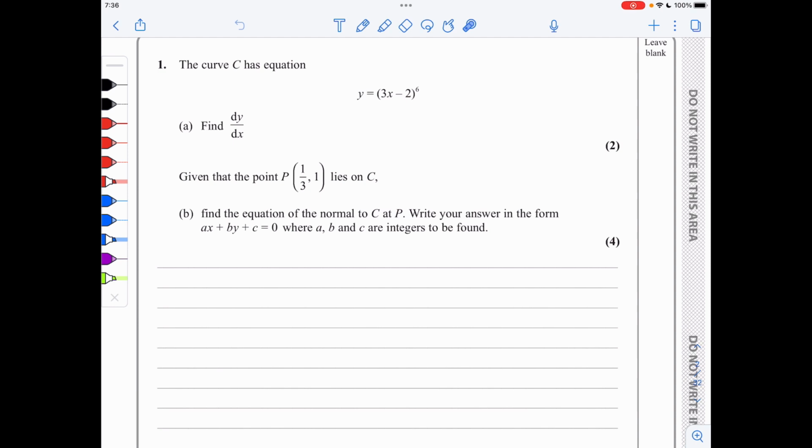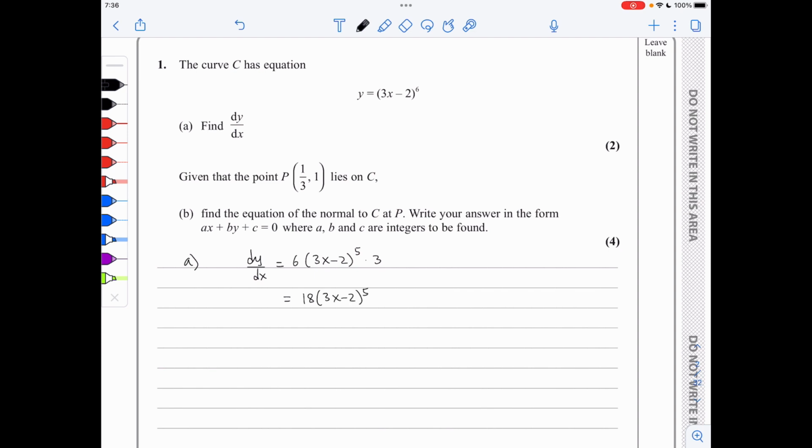In question 1, we start by finding dy/dx for y = (3x - 2)^6. So we get the power down, so that's a 6. We deduct 1 from the power, so (3x - 2) to the power of 5, times the derivative of the bracket, which is 3. And of course, this simplifies to 18(3x - 2)^5.